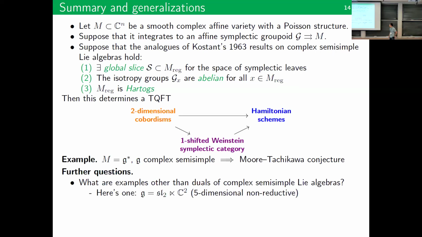Well, one of them is this five-dimensional non-reductive Lie algebra, the semi-direct product of SL2 with its standard representation viewed as an abelian Lie algebra. So this is five-dimensional, this is non-reductive, so non-semi-simple. If you take the dual of its Lie algebra, it satisfies 1, 2, and 3. There's a global slice for regular points, and so on. And so this gives us a new TQFT, and so it's worth studying. And also, now we know that the set of examples is strictly larger than the complex semi-simple Lie algebras.